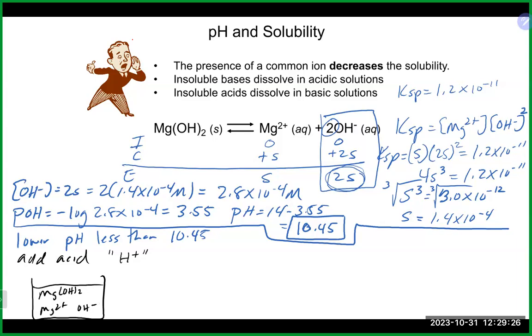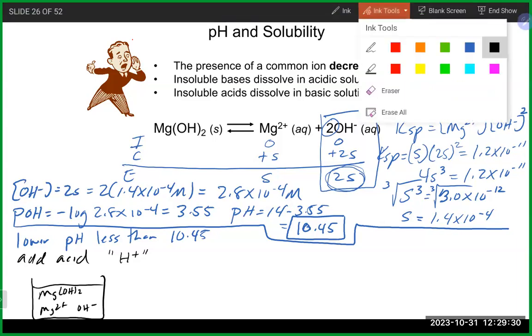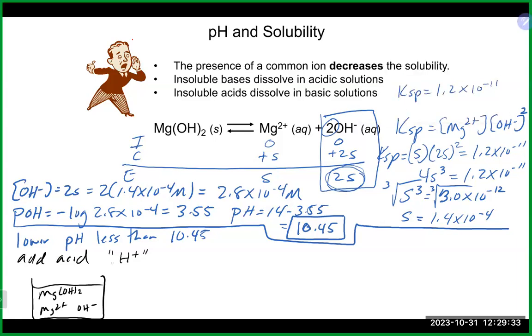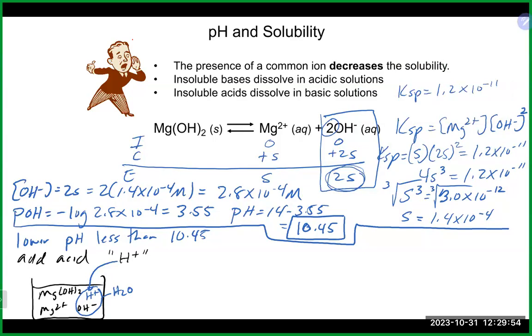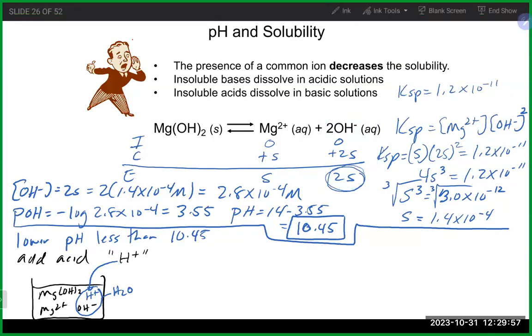If I add an acid to this, it's going to dump some H plus into the solution. What happens when the H plus goes into that solution with the hydroxide? What is it going to make? It is going to come together to make water. That means when we look at our initial reaction, and our good friend Le Chatelier's principle, what am I essentially doing with the hydroxide?